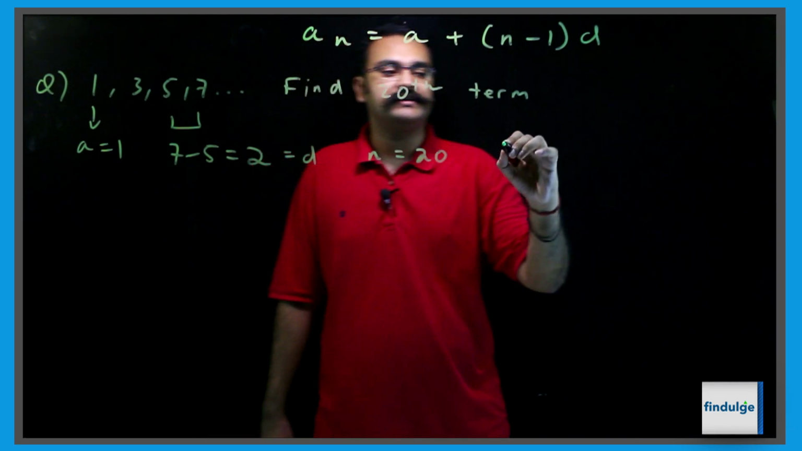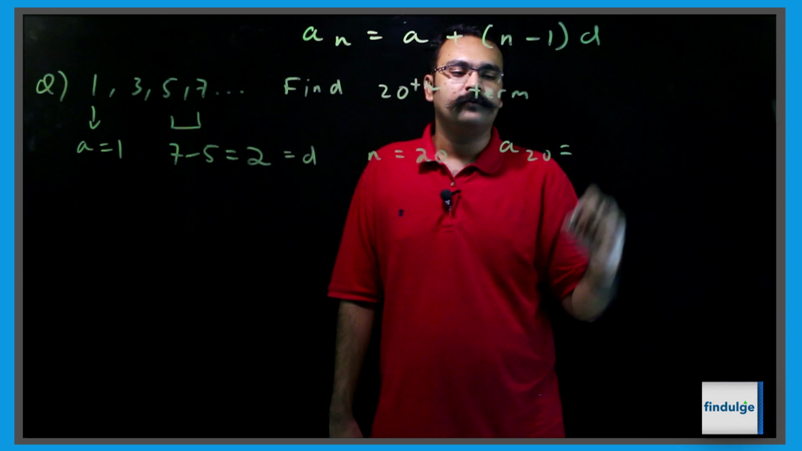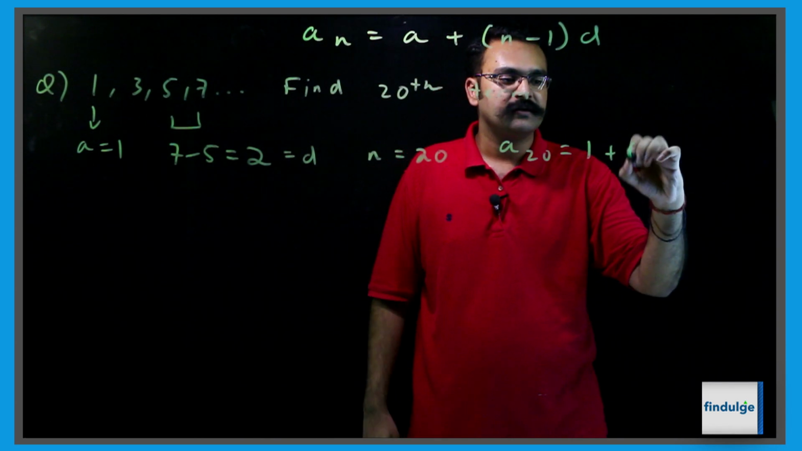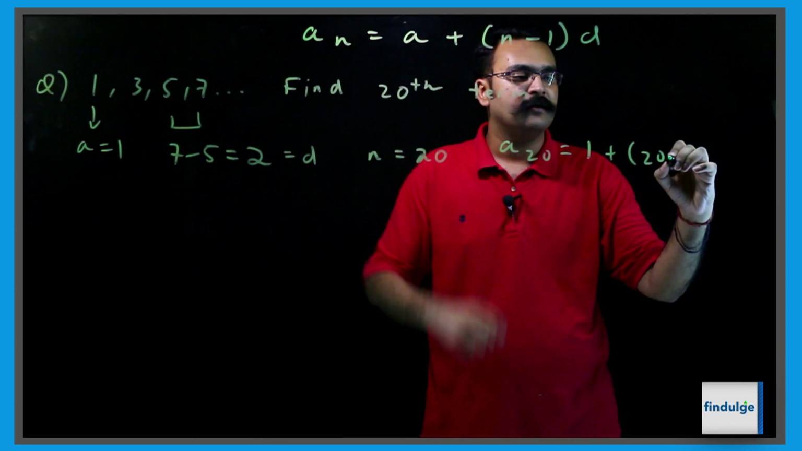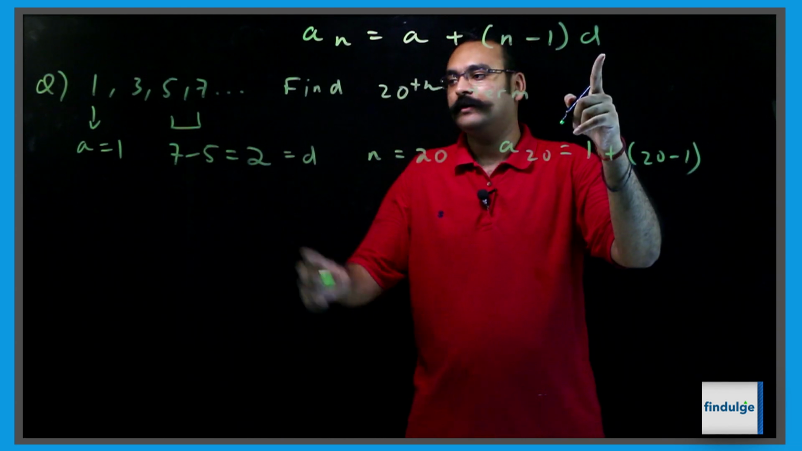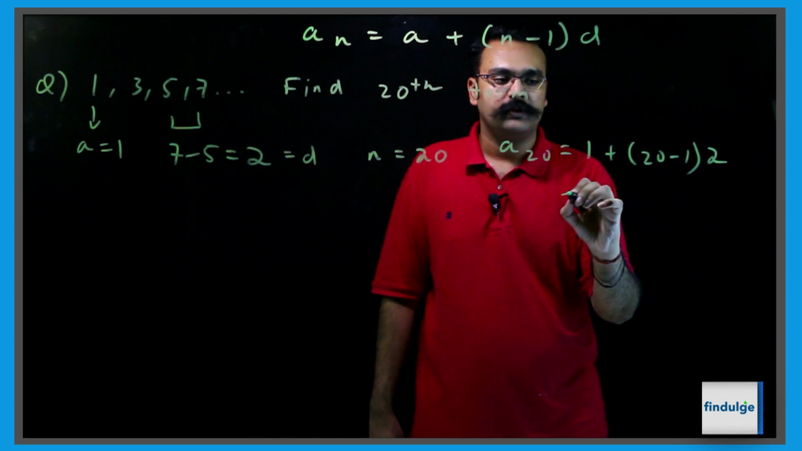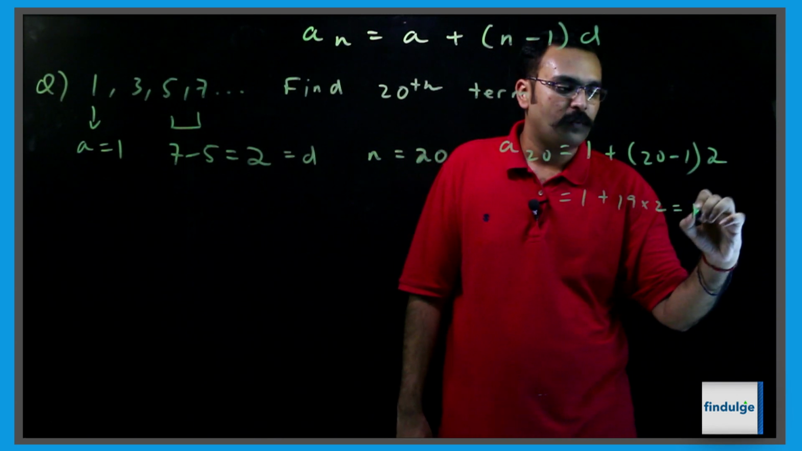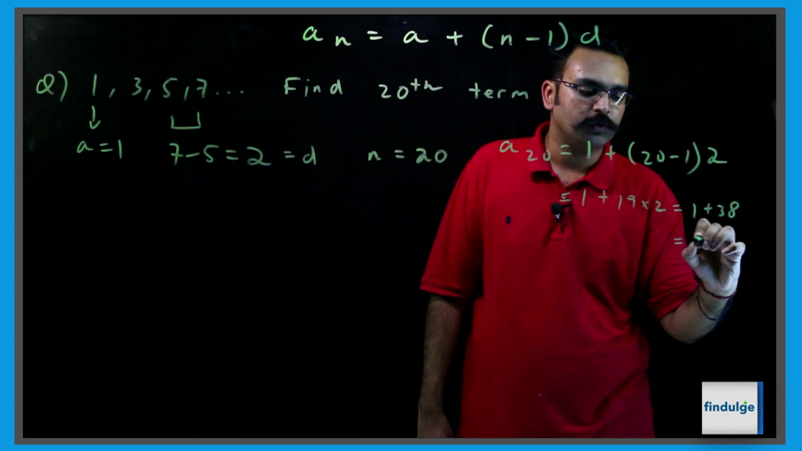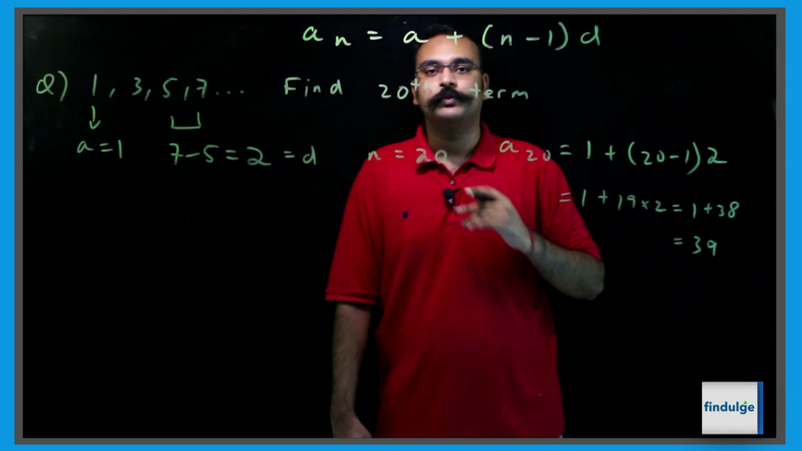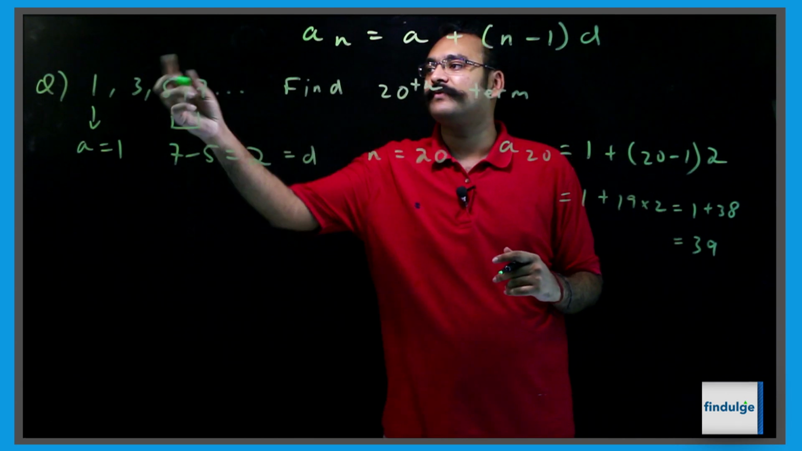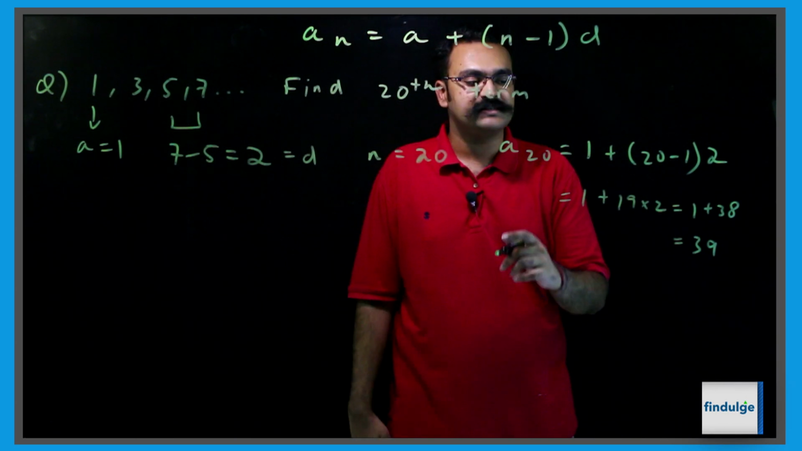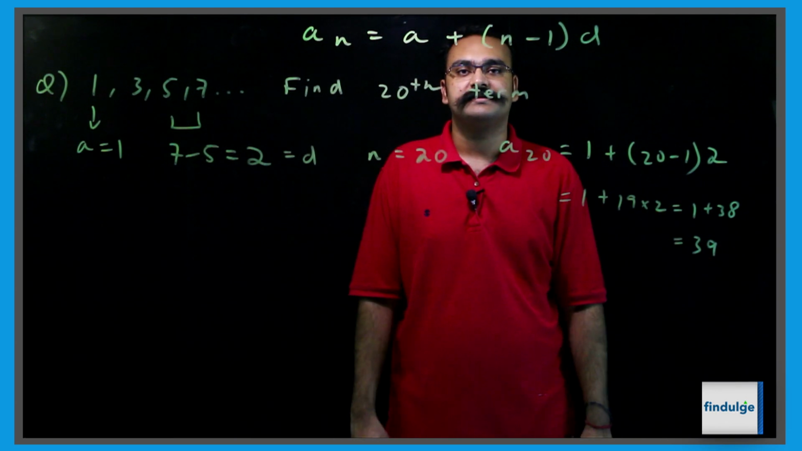So my 20th term, A20, will be equal to 1 plus 20 for n minus 1 into D, which is 2, which is 1 plus 19 into 2, which will be 1 plus 38, which is equal to 39. So we can say that the 20th term of this AP will be 39, and you can write it out for yourselves and see that you will be getting the same answer.